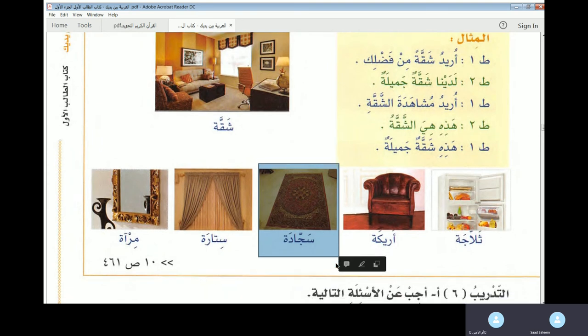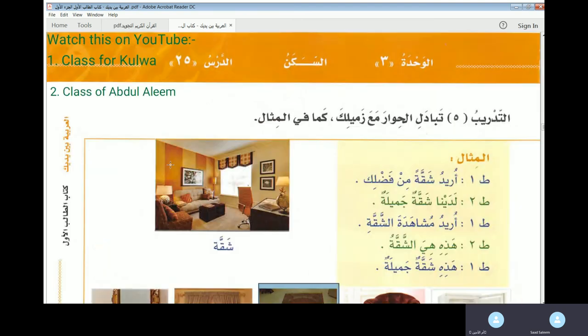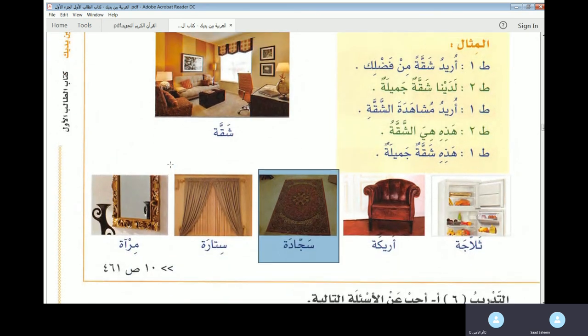I want a rug, please. We have a beautiful rug. I want to see the rug.